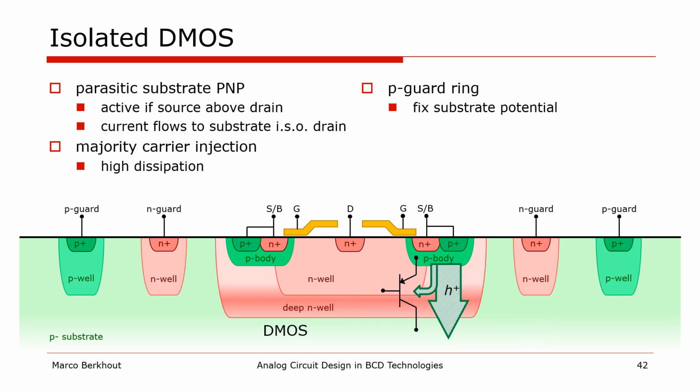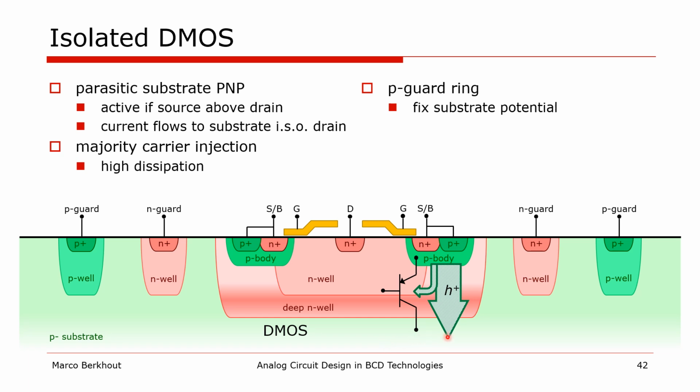To complicate matters, the deep N-well also creates a parasitic PNP transistor, where the P body is the emitter, the deep N-well is the base, and the substrate is the collector. When the source of the DMOS is pulled higher than the drain, and again this is quite common with inductive loads, the base emitter junction becomes forward biased, injecting holes into the deep N-well, and a significant fraction of these holes ends up being collected in the substrate. Because there is usually a large voltage difference between the deep N-well and the substrate, this gives rise to high dissipation. The holes can raise the local substrate potential, and this can cause problems in neighboring circuits.